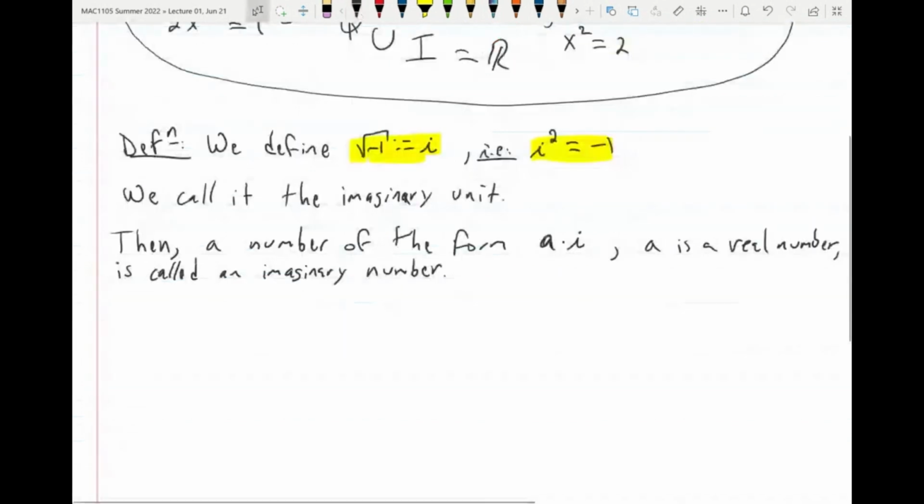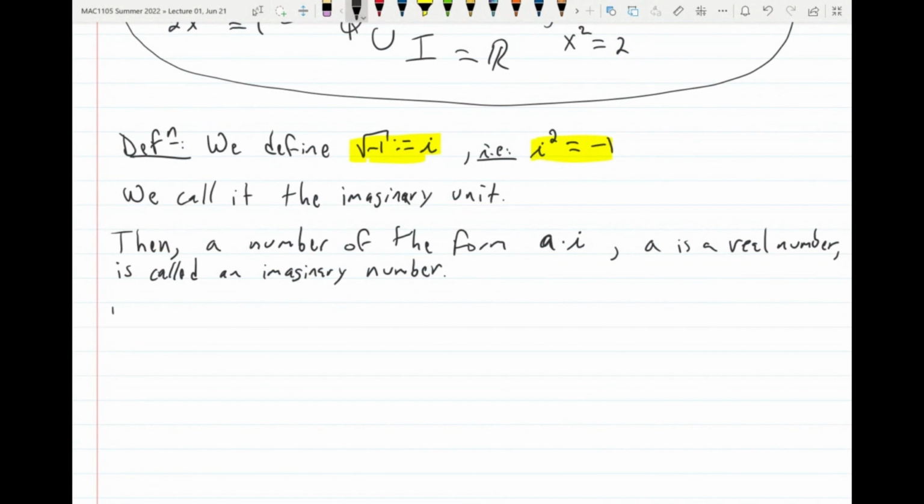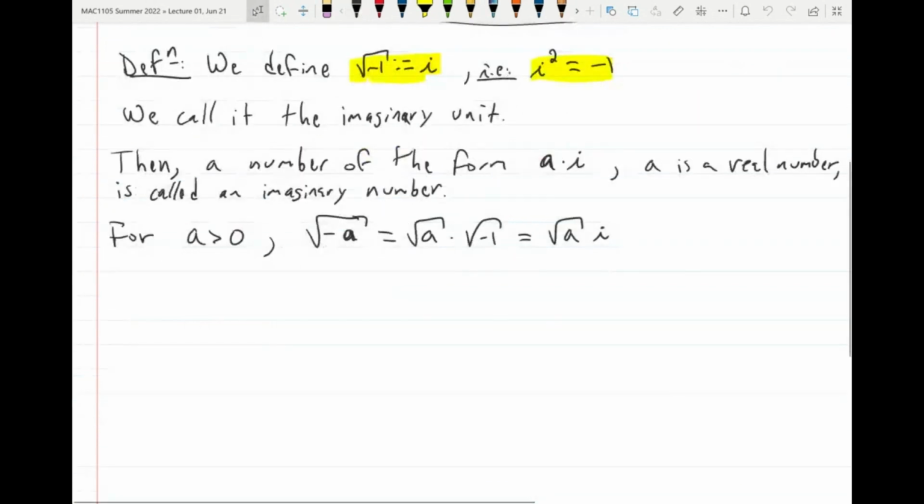And then we can take advantage of this to make sense of square root of negative numbers. So for a positive, the square root of -a, we define this to be the square root of a times the square root of -1. Remember, negative a is a times -1. So you split it, and then this is just square root of a times i. So moral of the story, when you have the square root of a negative, what you can do is get rid of the negative and put an i outside. So you know that you're getting an imaginary number as a result.